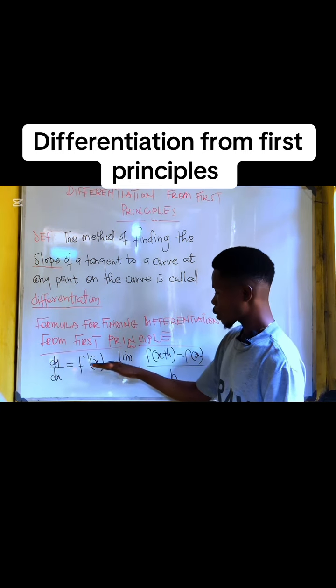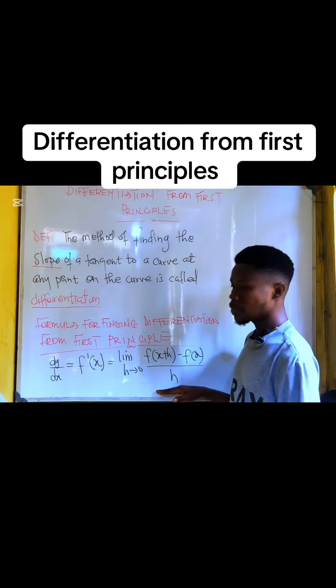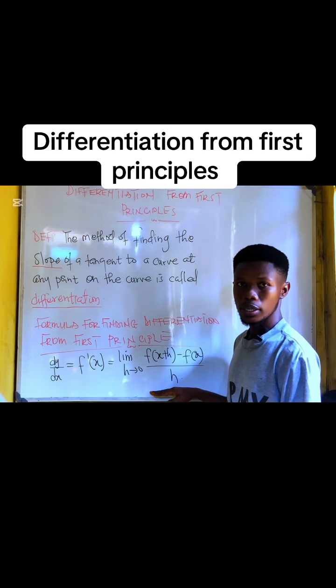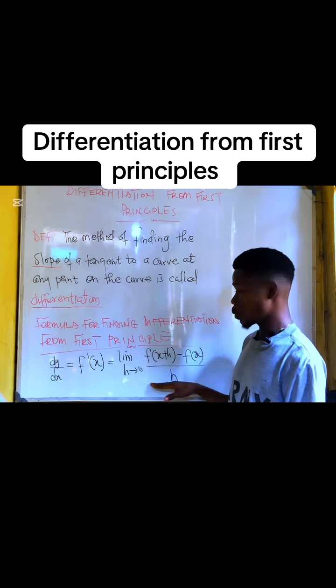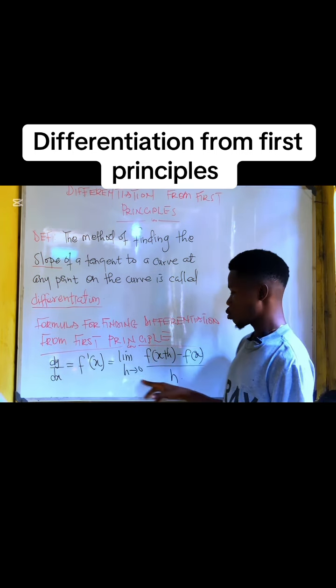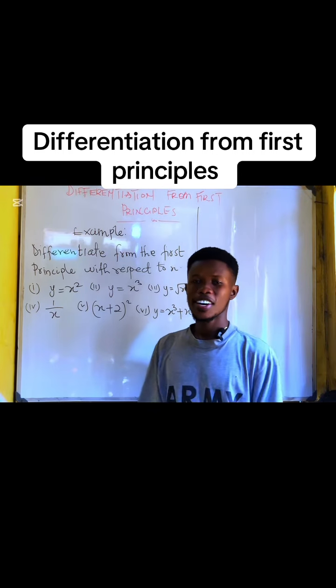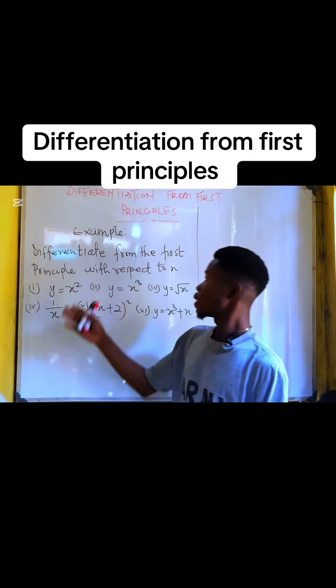So now let's see how we can solve this. So this is the formula. Anytime the question asks you to find the differentiation from the first principle, you are going to use this formula. And either you use dy dx equals this or f prime at x equals this. Okay, now let's look at these examples.